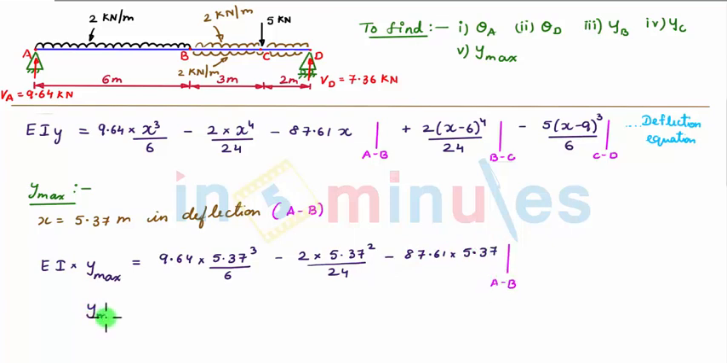So upon solving this, we get the value of Ymax as minus 0.0145 meters, which is downward since it is negative. So we put the value of EI as 200 into 10 to the power 2 so as to get the value of Ymax as this. So this is our final answer.